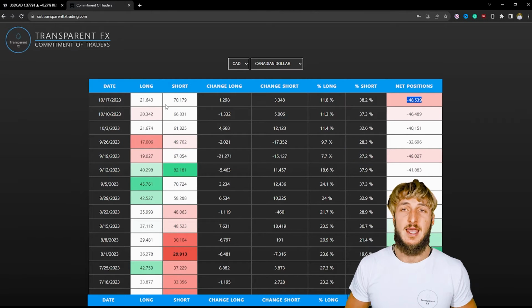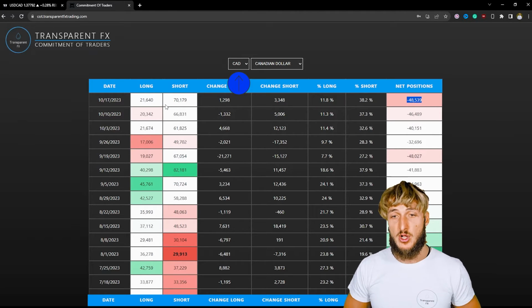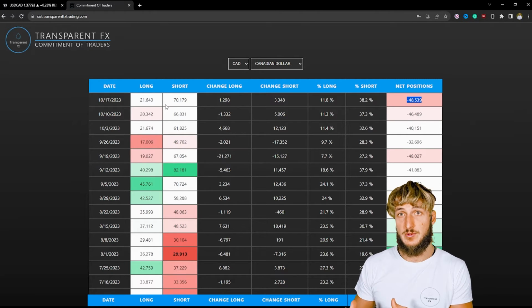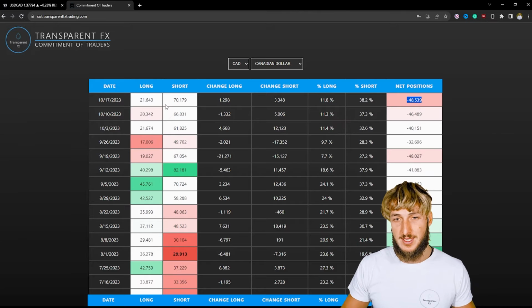And institutions moving to the bearish side of the CAD means that actually they are longing USDCAD, because always keep in mind that all currencies on the spot are traded against the USD. So if you're checking data for the CAD, you're actually checking CADUSD. So if institutions are shorting CADUSD, it means that they are longing USDCAD.